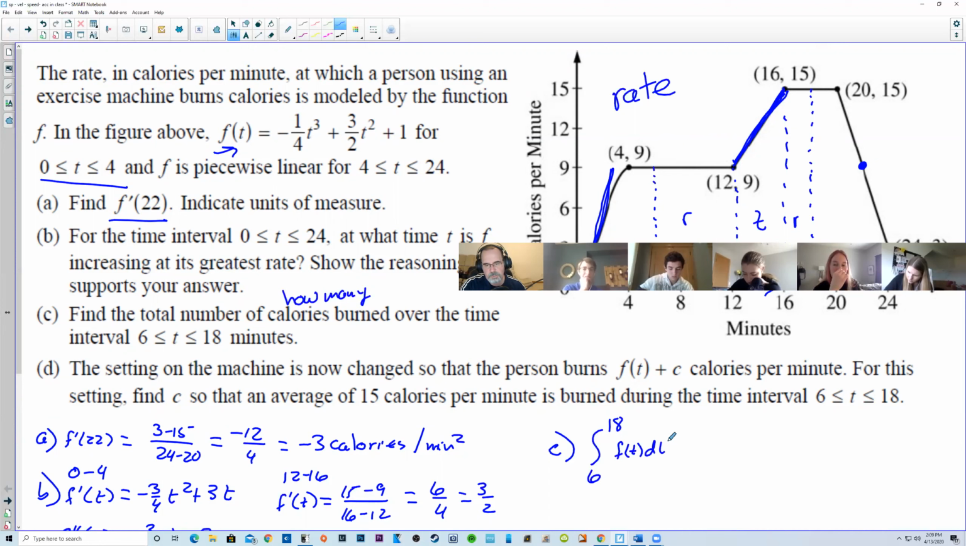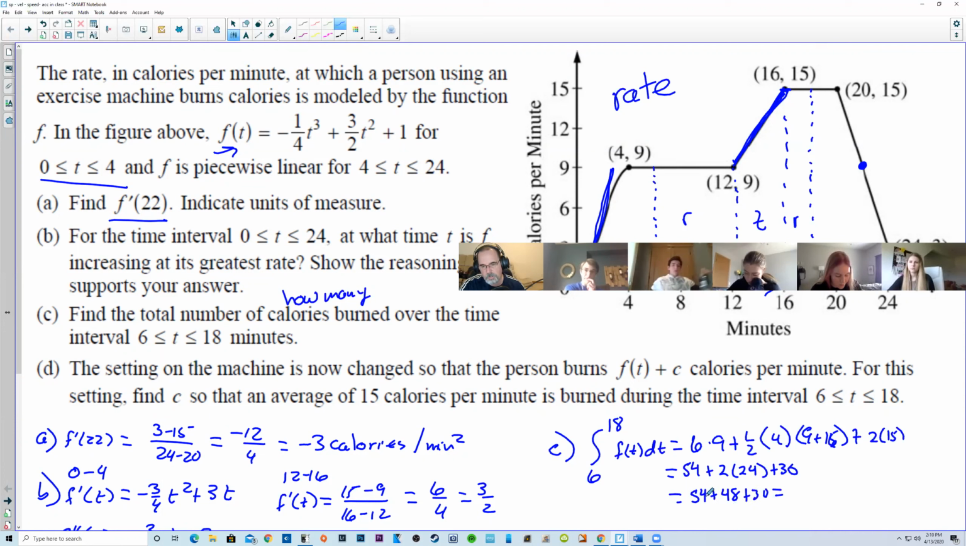We're integrating f of t dt, which is equal to 6 times 9, plus 1 half times the height, which is 4, and then 9 plus 16. That's the trapezoid, and then plus 2 times 15. So we have 54 plus half of 4 is 2, 2 times 20, oh, I didn't want 16 there. It goes up to 15. That should be a 15. 2 times 24 plus 30. It always helps to know the answer in advance. 48 plus 30. That's 132 calories.